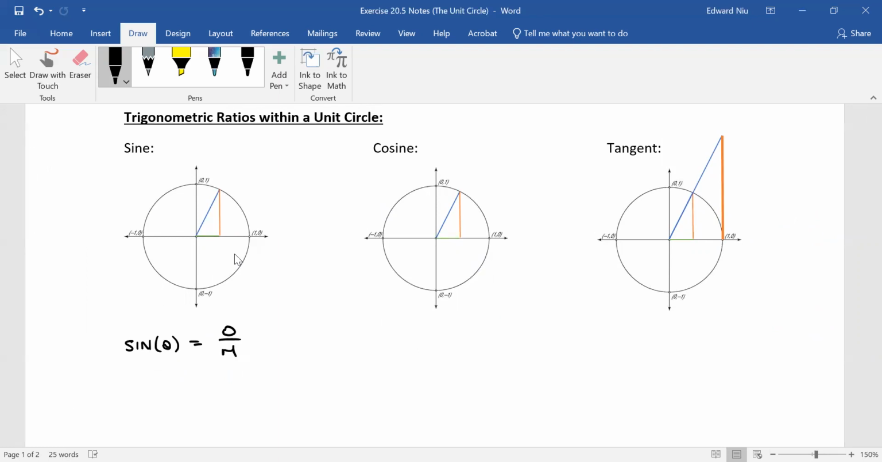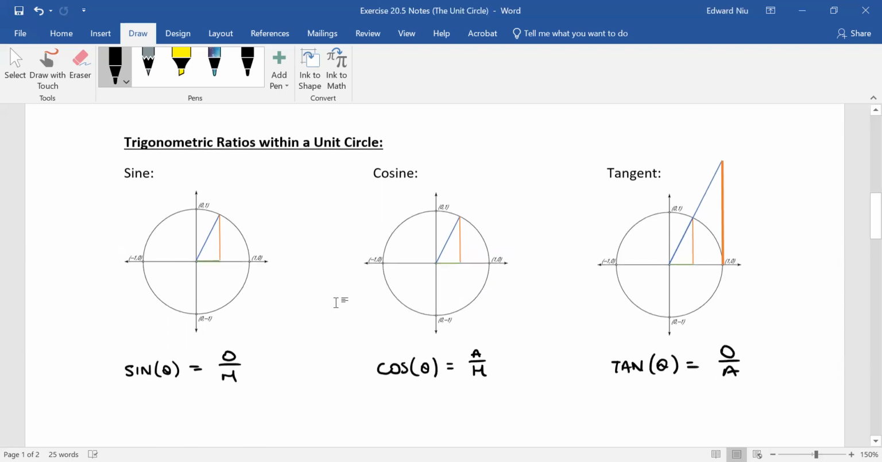With cosine, we know cos theta equals adjacent on hypotenuse. And then tangent equals opposite on adjacent, which is our SOHCAHTOA. And super important here, okay?